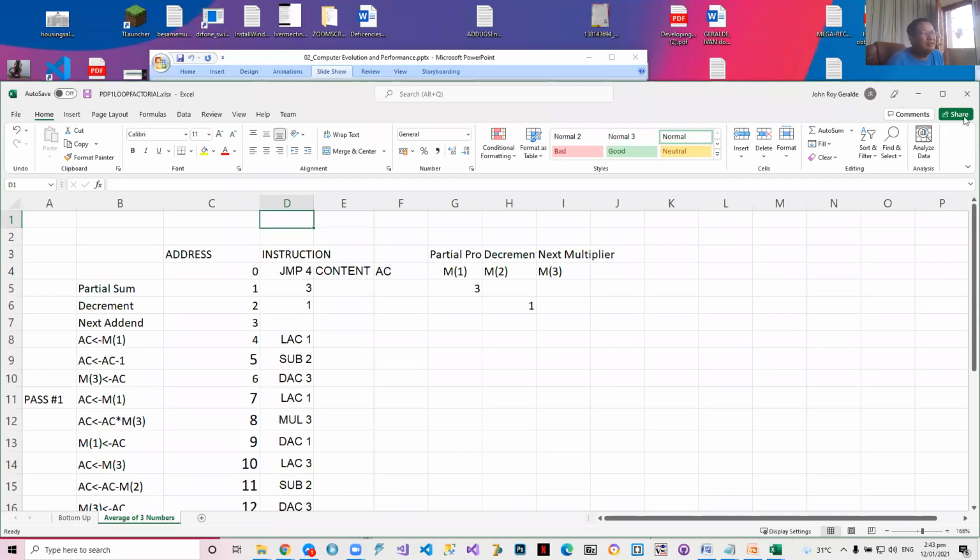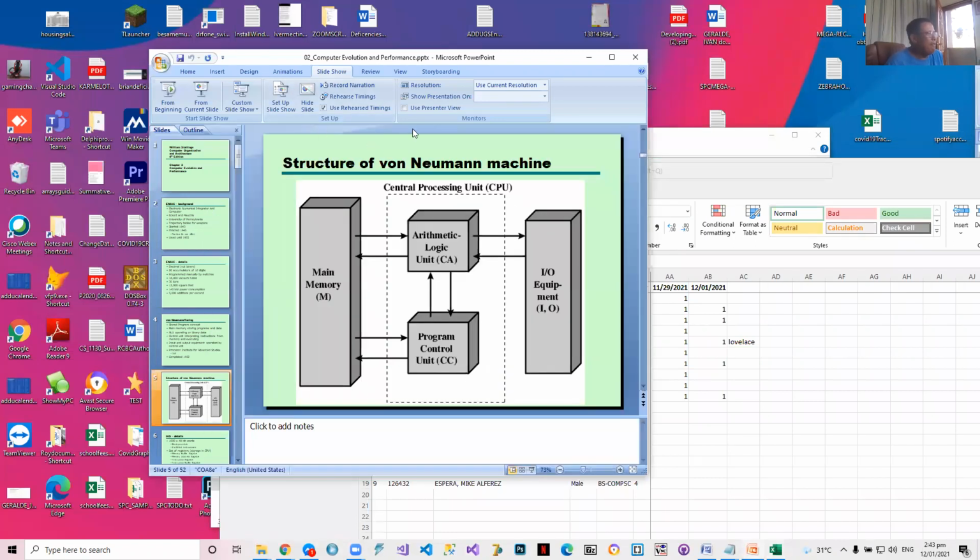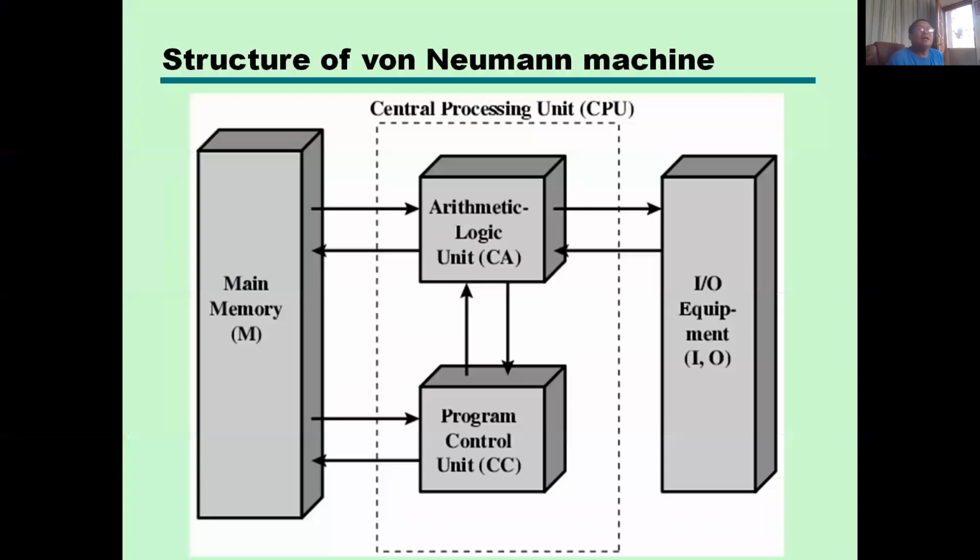Any questions so far? No? Let's go back to our slide. We're almost done, no? This is the structure of Von Neumann.